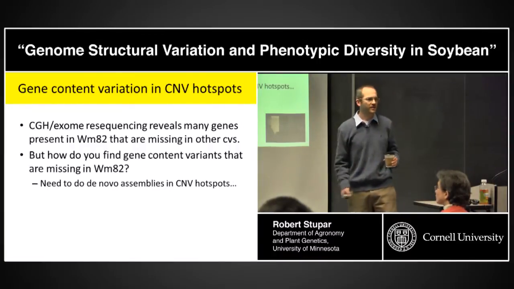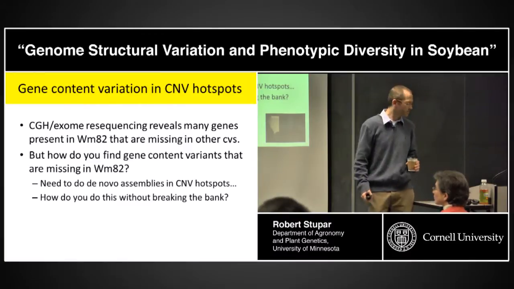So, you can do de novo assemblies of these regions. How do you do that without breaking the bank?